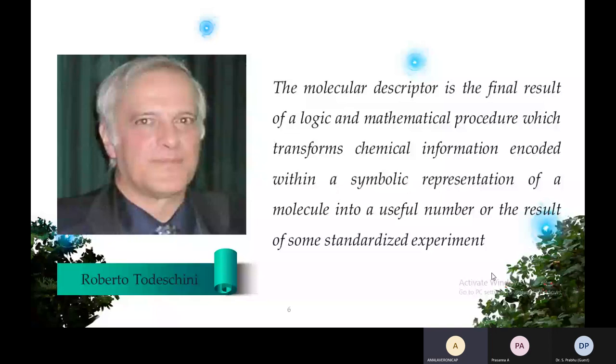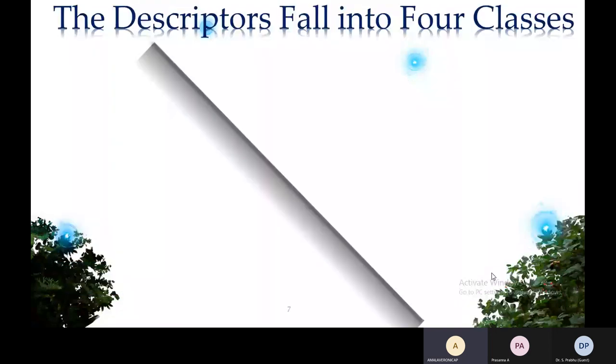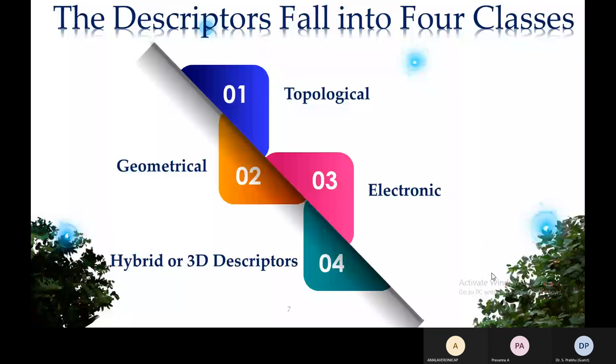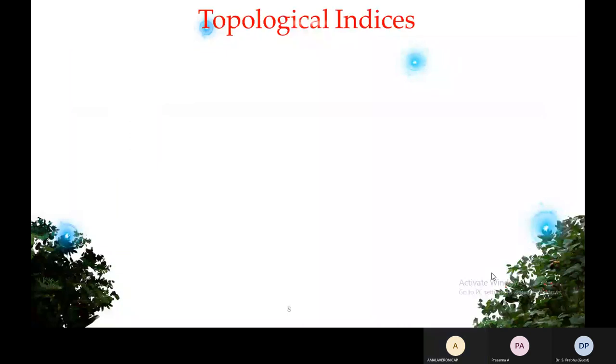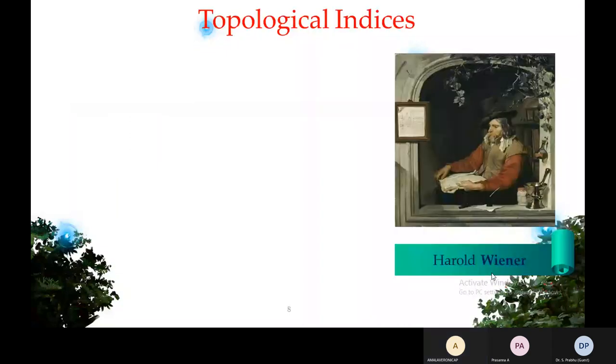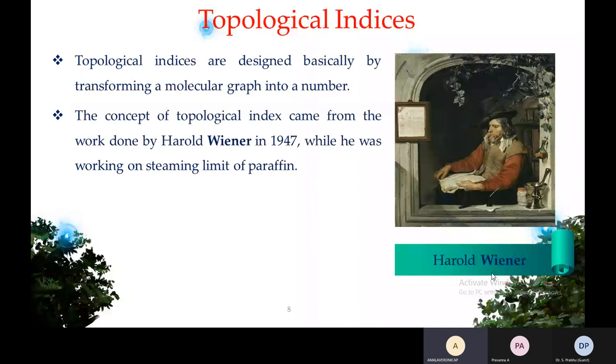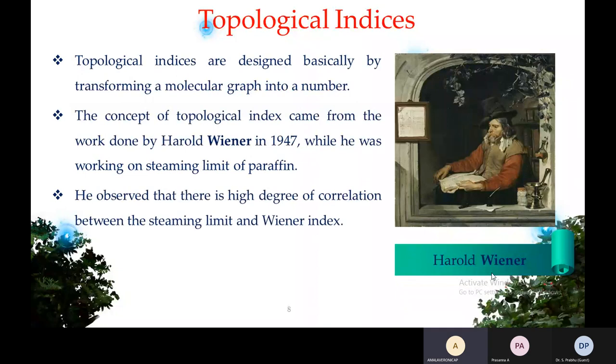Descriptors fall into 4 classes: topological descriptors, geometrical descriptors, electronic descriptors, and hybrid or 3D descriptors. Topological indices were first introduced by Harold Wiener. It is basically transforming a molecular graph into a number. The concept of topological indices came from the work done by Harold Wiener in 1947 while he was working on the boiling limit of paraffin. He observed that there is a high degree of correlation between the boiling limit and the Wiener index.